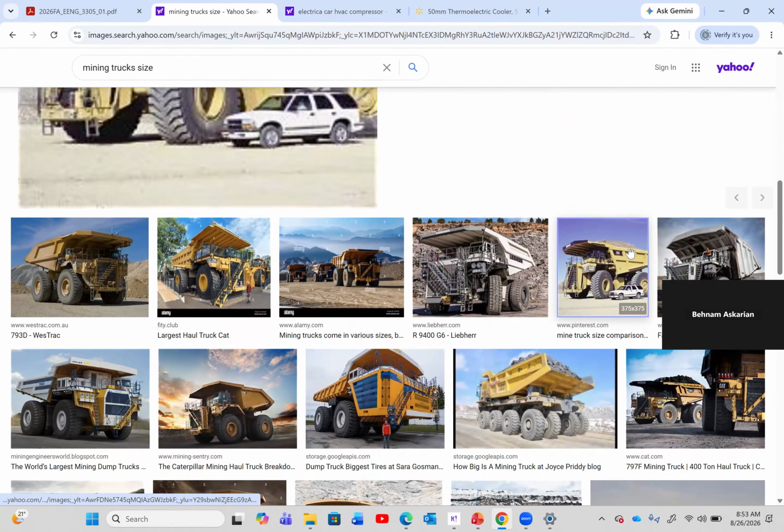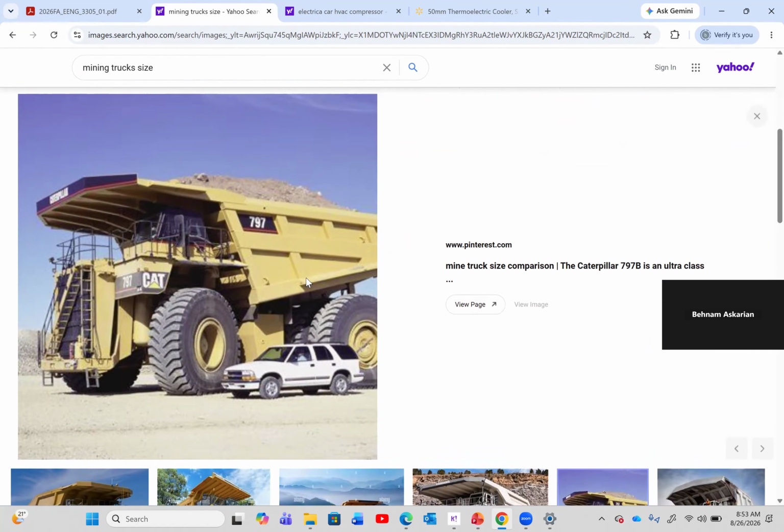And this is a small one. This is not like a 300-ton one. You can see its size in comparison with the Silverado. Now, you may think that these are run by diesel. They have a diesel engine in them, but the diesel engine is not connected to the wheels at all.